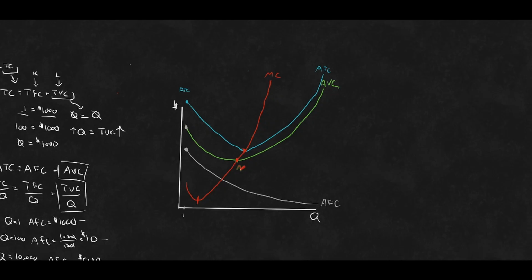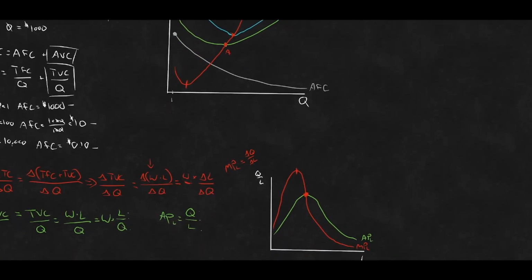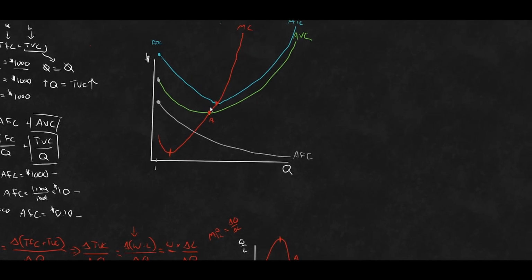This point here, A, where it crosses the average variable cost curve, is one and the same as this point right here, A. And the reason why this is a maximum is because beyond this, we're pulling down the average product of labor. It's the exact same reason why this is a minimum, because beyond here, as we add more and more Q, our costs are rising faster than the average, so they're pulling up the average cost.